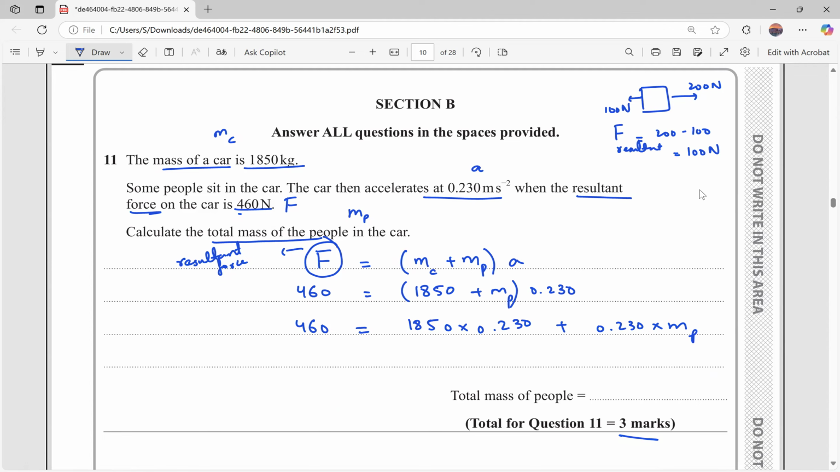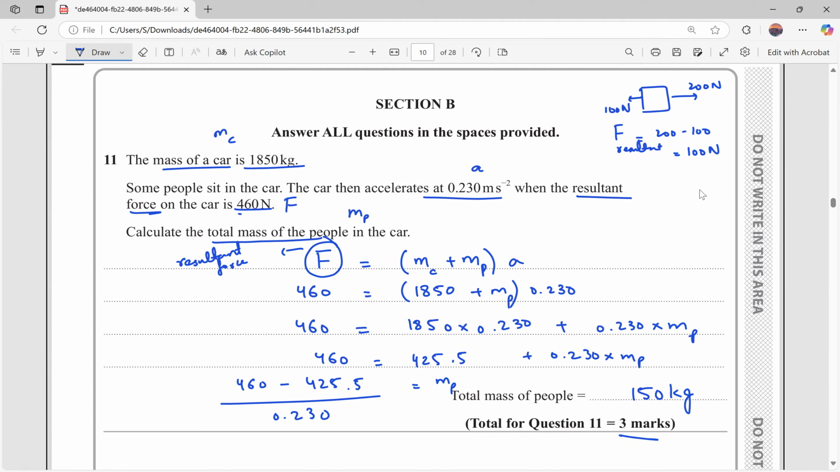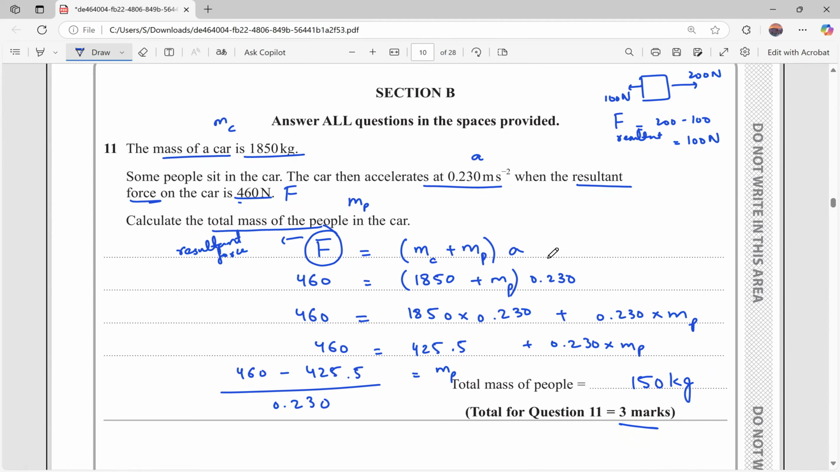Let's do some simple math. 1850 times 0.230, that is 425.5. So this will be 460 minus 425.5 divided by 0.230. This gives me 150 kg. So the mass of the people is 150 kilograms. There you go. Simple use of Newton's second law.